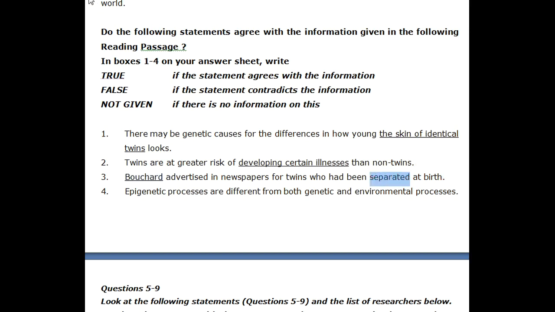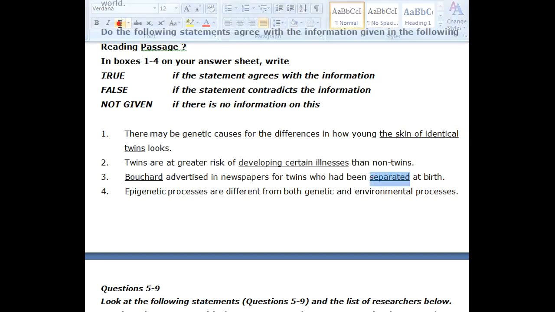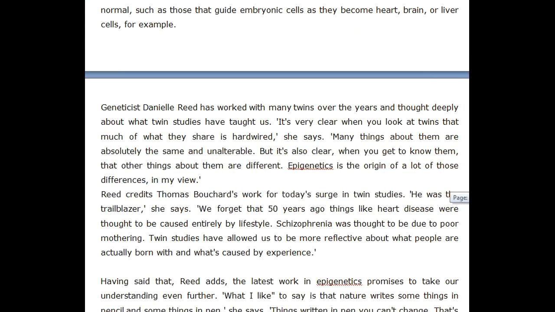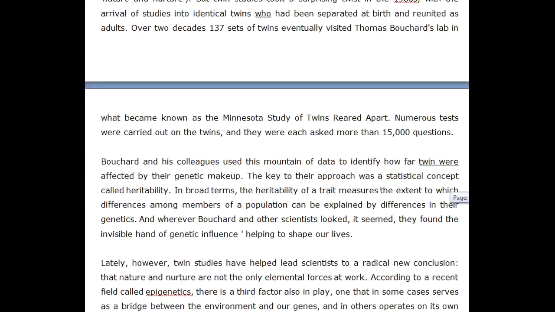Right, these two keywords I'll take. I also remind you that Bouchard is also the keyword of your next question, so I will have to drop a hint there somehow. Right, so: Bouchard advertised in newspaper for twins who had been separated. Okay, so has he advertised or not? This is what we have to look for.